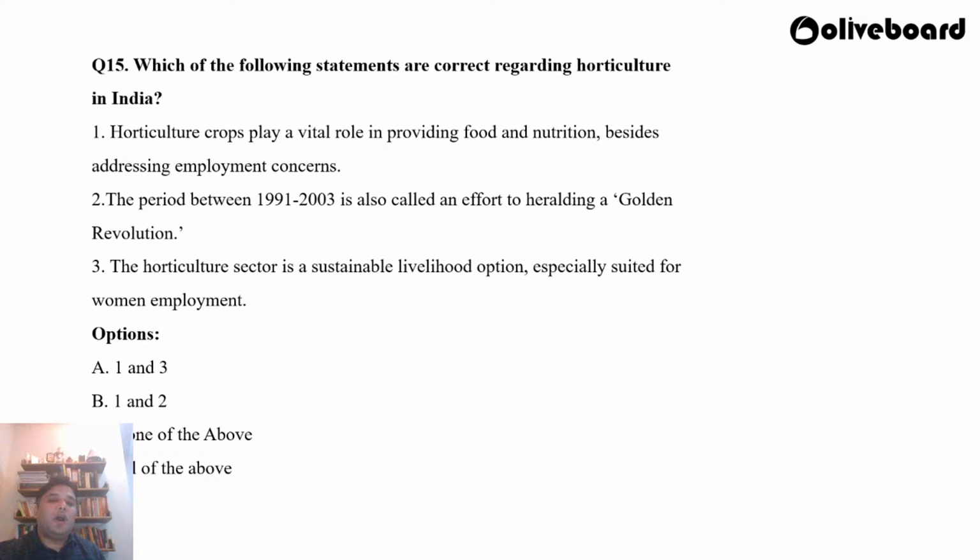Statement number 3. The horticulture sector is a sustainable livelihood option especially suited for women employment. So the options are A 1 and 3, B 1 and 2, C none of the above, D all of the above. What do you think is the correct answer? I'll wait for another 10 seconds for you to give the correct answer. A 1 and 3, B 1 and 2, C none of the above, D all of the above.